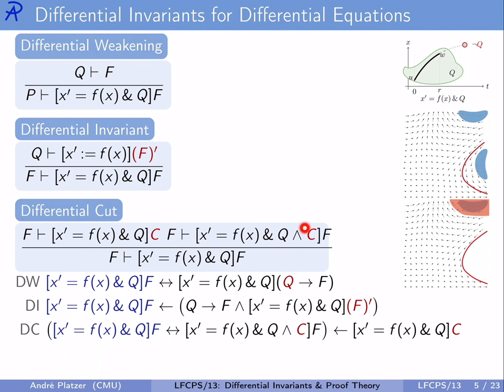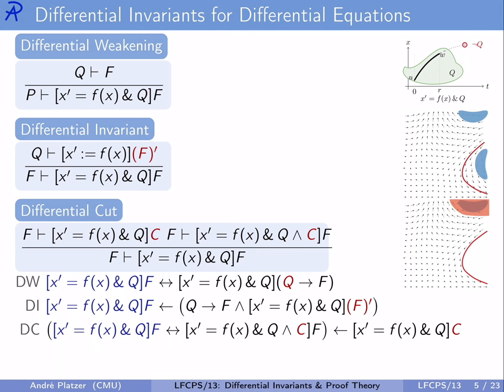It's like a lemma for a differential equation. First prove something, and then assume it at every moment in time along the evolution of the ODE. Remember, these really came from axioms, the differential weakening axiom, differential invariant axiom, and differential cut axiom, but today we'll work primarily with proof rules. We also saw differential ghosts, but won't actually make use of them, no matter how powerful they are, for today's chapter.